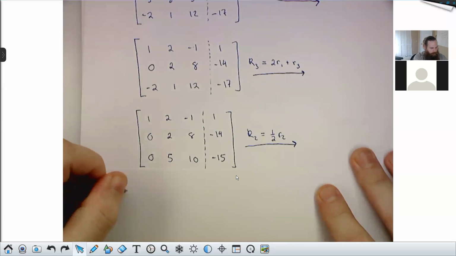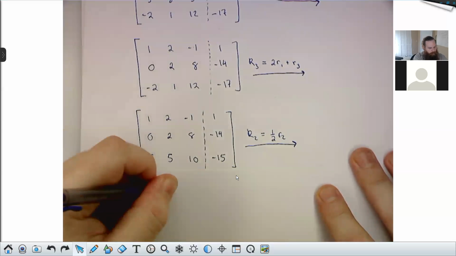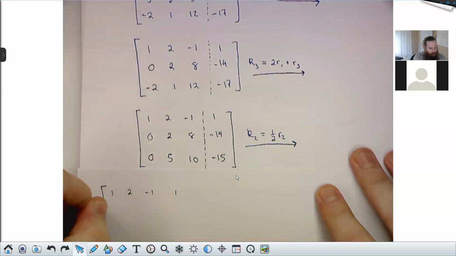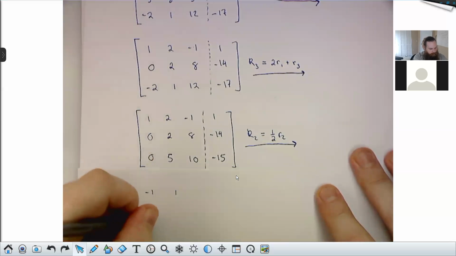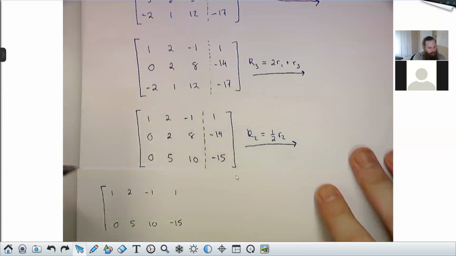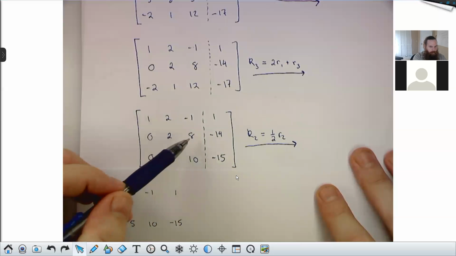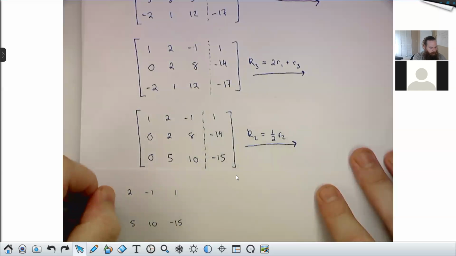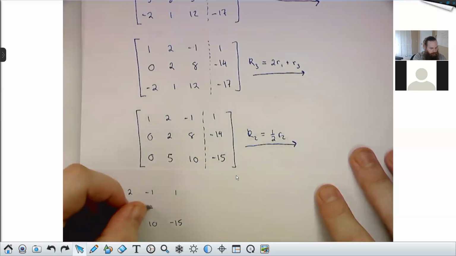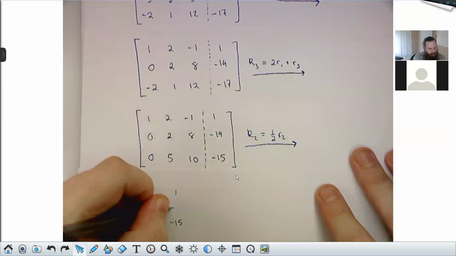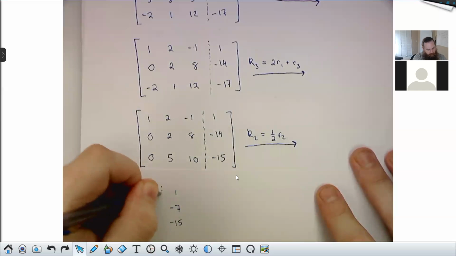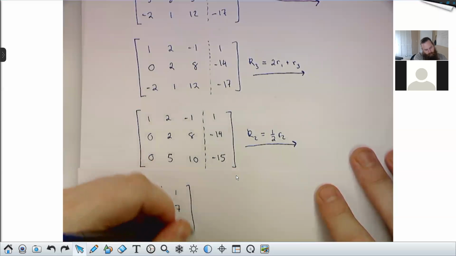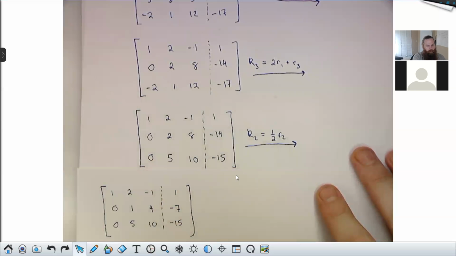I have 1, 2, -1, 1. That's row 1. And row 3 I'll copy down also because it's not changing. That's 0, 5, 10, -15. Row 2 is the one I'm modifying. I'm multiplying every element of row 2 by 1/2. 0 times 1/2 is 0. 2 times 1/2 is 1. 8 times 1/2 is 4. -14 times 1/2 is -7. So here's the resulting matrix.